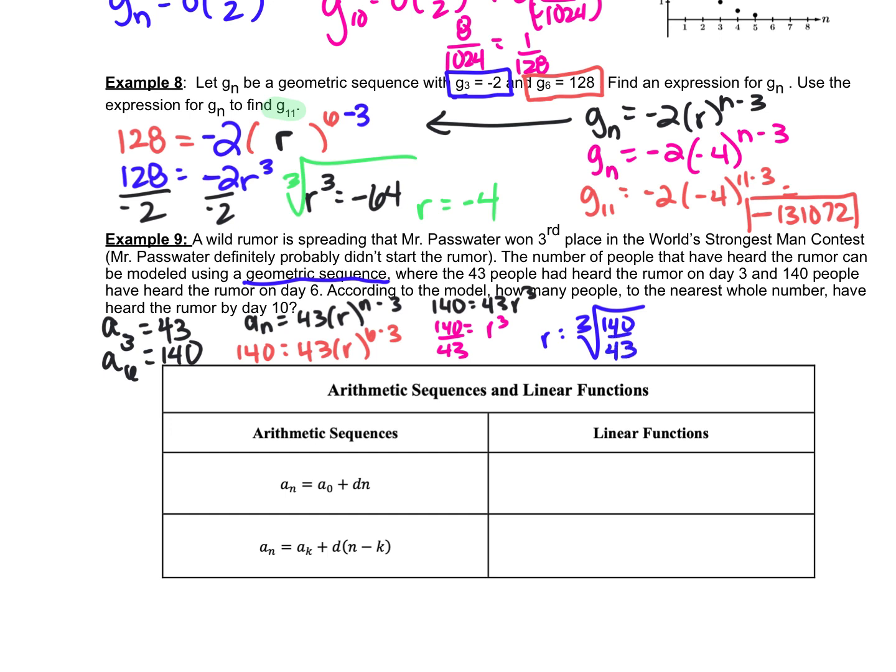It can be just as nasty as they want it to be, okay? Especially because this would be a calculator-based question on your AP exam, all right? So now we want to find the number of people on day 10. Well, we're just going to plug that ugly number into that original equation that we wrote right there, okay? So I'm looking for A sub 10. It's going to be 43 to the cube root of 140 over 43 to the 10 minus 3.